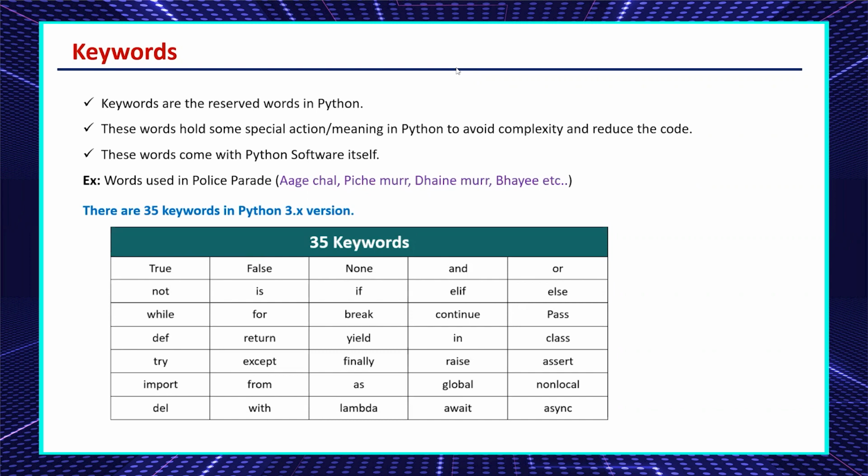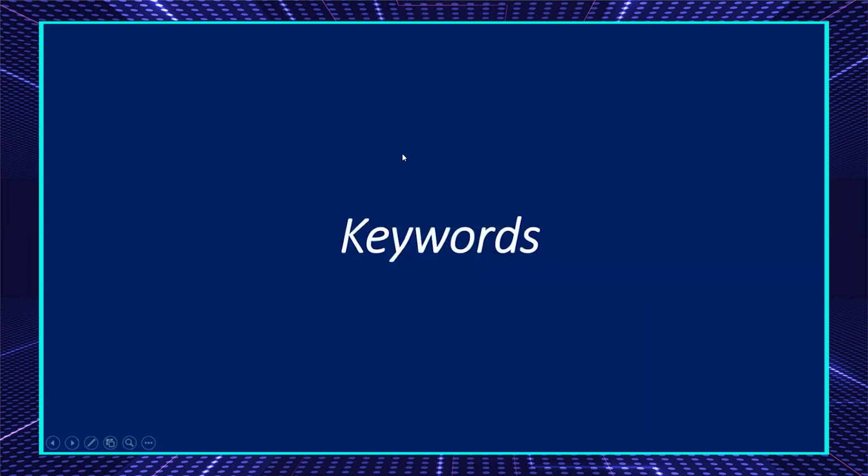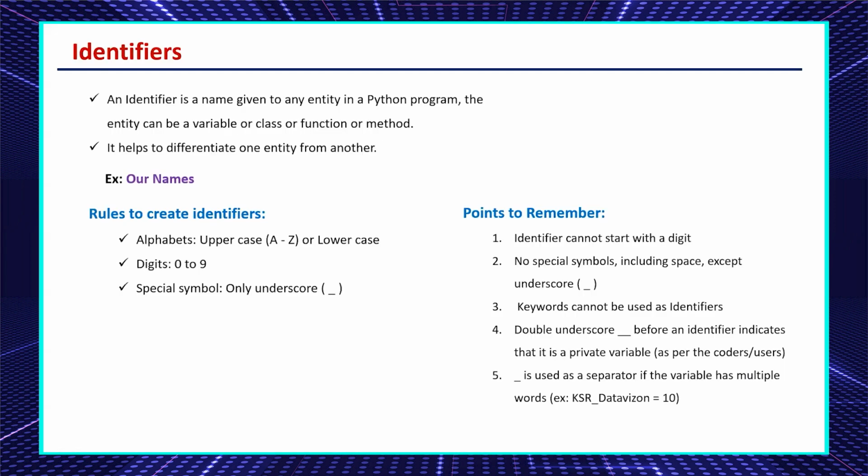Now, from keywords, we discussed a topic called identifier. What is an identifier? Identifiers are the names we give to variables, functions, objects or statements, anything. In order to write an identifier, we must follow some rules. What are the rules we need to follow? It must be in alphabets. Alphabets means it can be lowercase, small a to z, or capital A to Z. Digits range from 0 to 9. Special symbol, which symbol does it accept? It accepts only one symbol, that is the underscore.